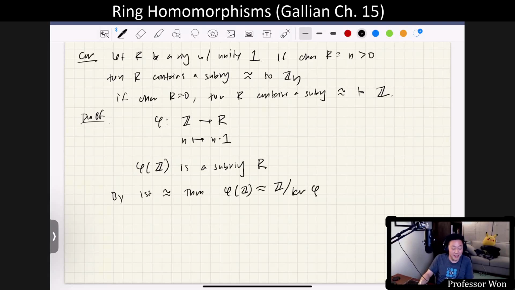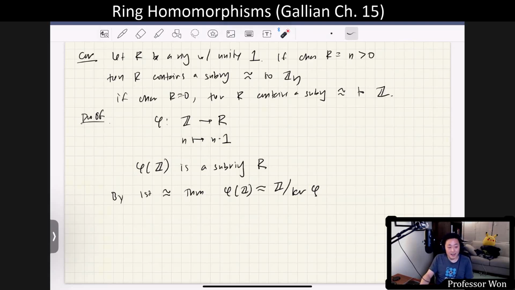So what is the kernel of phi? Well, if R has characteristic 0, that means that the only one of these elements that maps over to 0 is 0. In other words, the kernel is trivial. So if R has characteristic 0, then the kernel is trivial. So in other words, this subring is isomorphic to Z.